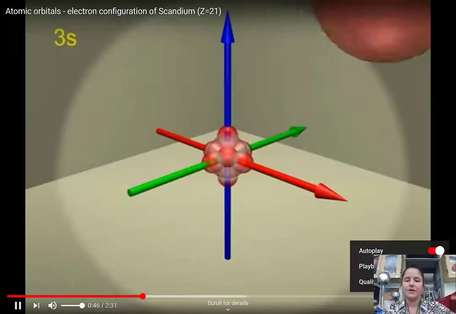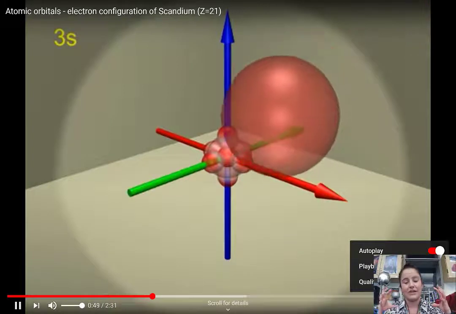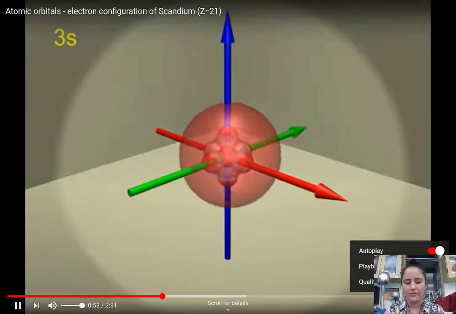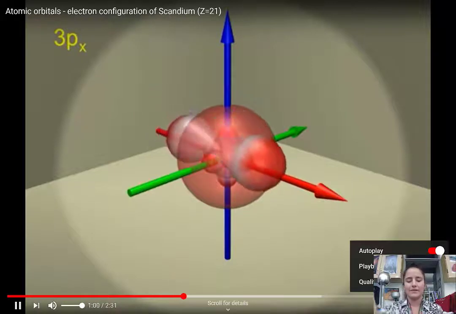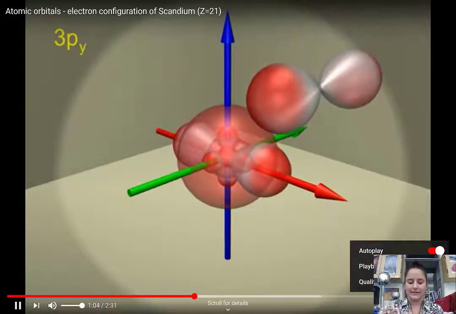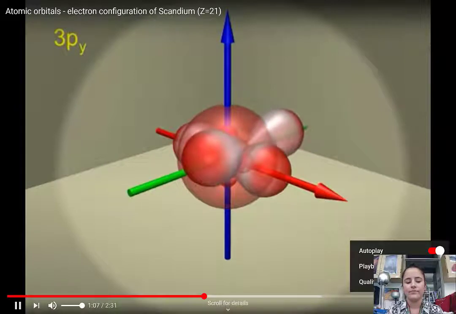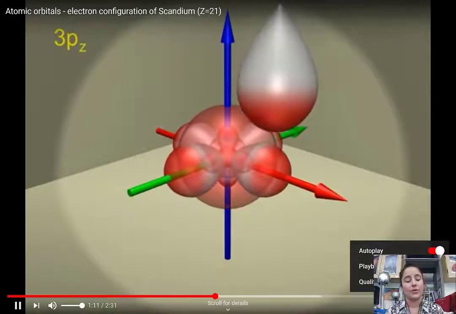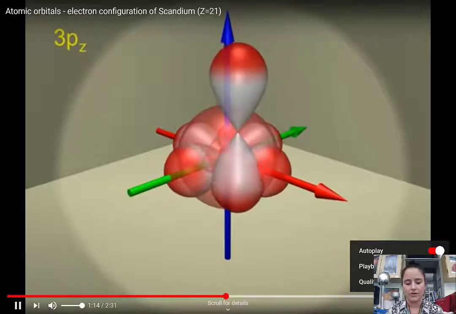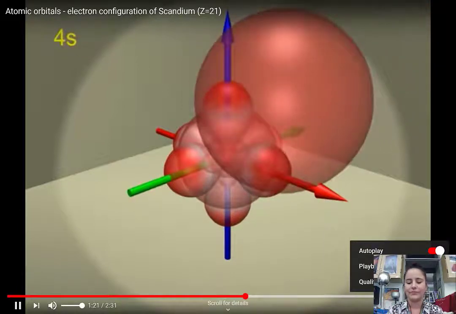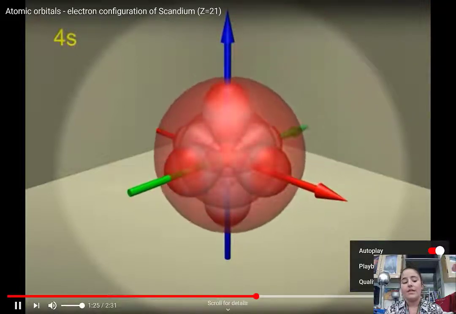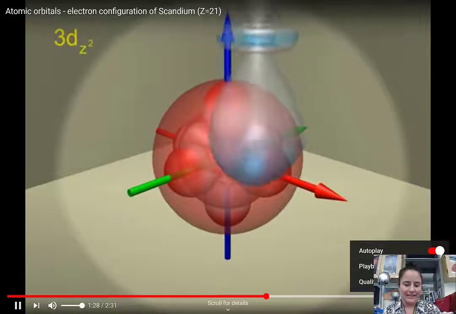Okay? After you fill up those, you go to the 3s, that bigger sphere, a little bit farther away from the nucleus. Okay? Again, the 3p orbitals along each of those axes. There's the 3p sub z along the z-axis. And then we're bringing in the 4s. Then we bring in the 3ds.